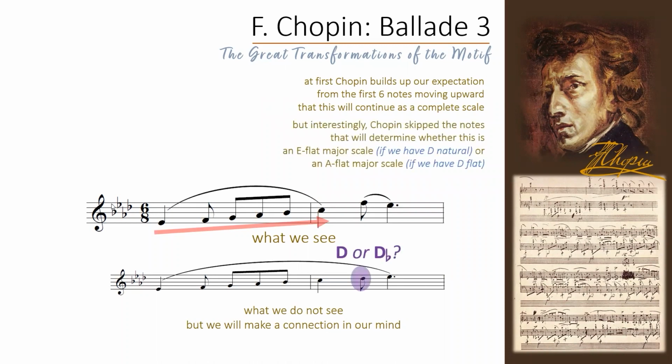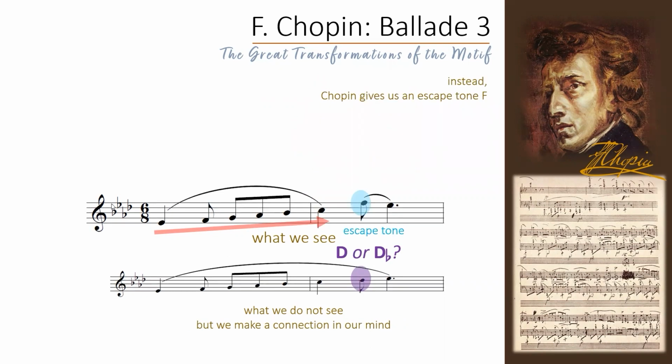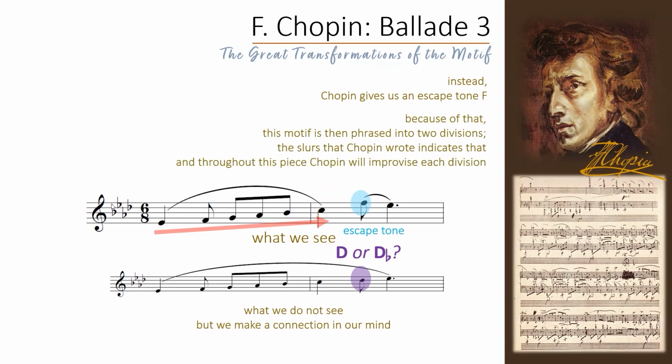But interestingly, Chopin skipped the notes that will determine whether this is an E flat major scale if we have D natural, or an A flat major scale if we have D flat. Instead, Chopin gives us an escape tone, F. Because of that, this motif is then phrased into 2 divisions. The slur that Chopin wrote indicates that, and throughout this piece, Chopin will improvise each division.